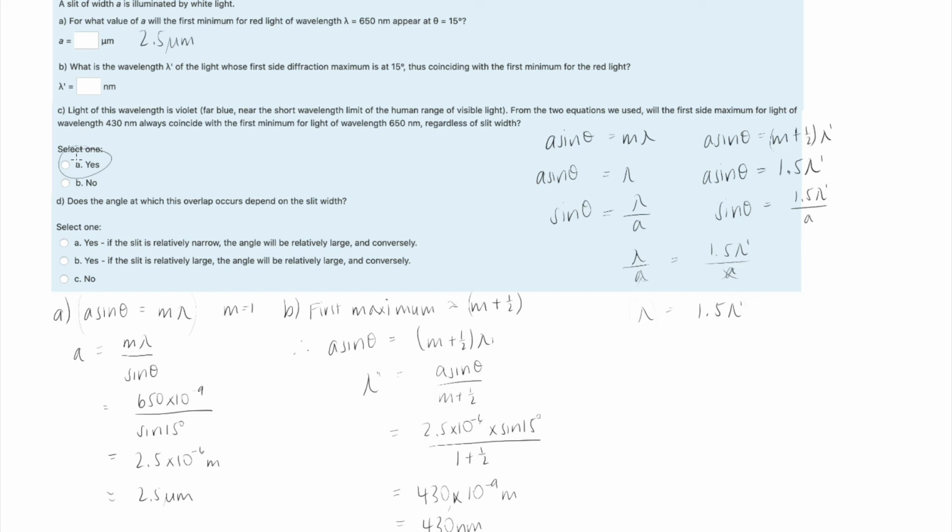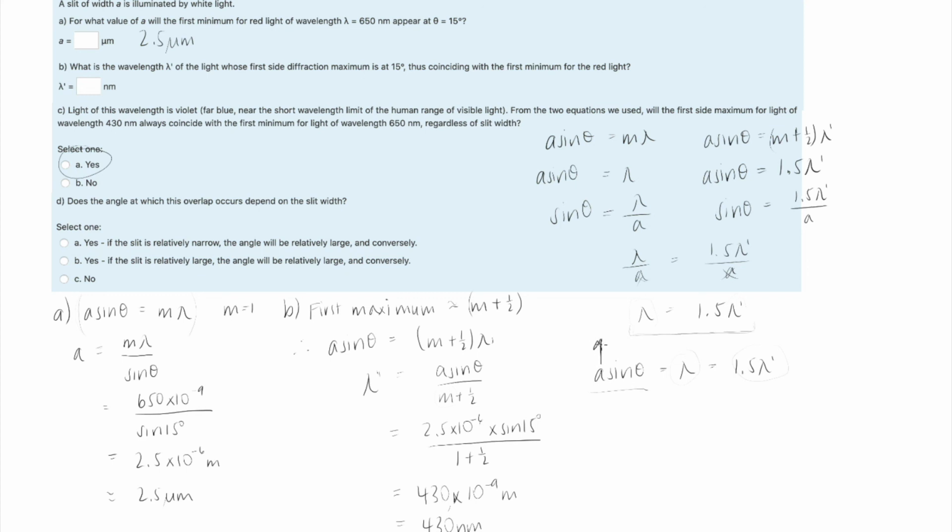Part D. Does the angle at which this overlap occurs depend upon the slit width? Okay, so we know that A sine theta equals lambda, which is also equal to 1.5 lambda prime. Now, lambda and 1.5 lambda prime are not changing. So we know that yes, it does depend upon it. It's in the equation right here. So even though the fact that they occur at the same location is independent of the slit width, the angle at which it occurs is dependent upon the slit width.